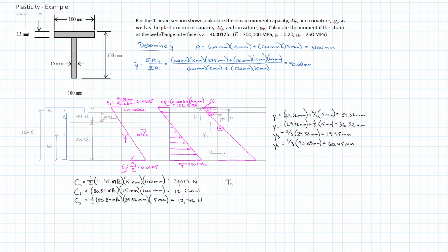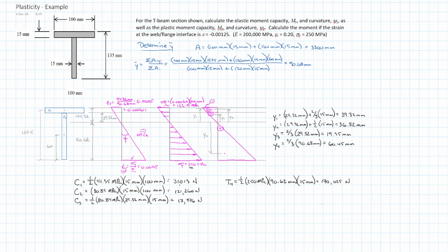And over here we'll do T4, and T4, again a triangle, so 1/2 times its stress component, so we know that it's at 250 megapascals in here, multiplied by the height of the triangle, which is y bar, or 90.68 millimeters, and the thickness, or the width over which the cross-section over the area which it acts, which is the width of the web, or 15 millimeters, and that then is equal to 170,025 newtons.